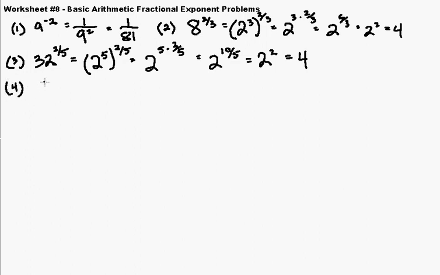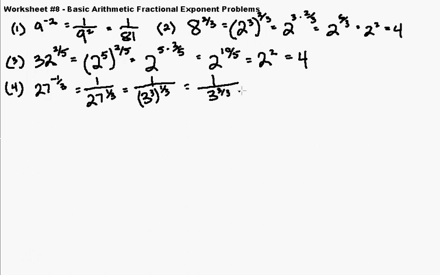Number 4, we have 27 to the negative 1/3, which is equal to 1 over 27 to the positive 1/3. And now we're going to rewrite 27 as 3 to the 3rd power, 1 over 3 to the 3rd to the 1/3. Here we multiply the exponents, 1 over 3 to the 3/3, which is equal to 1 over 3 to the 1st, which is 1/3.